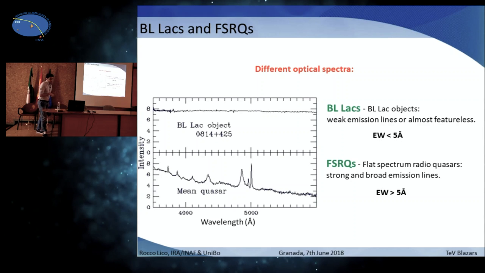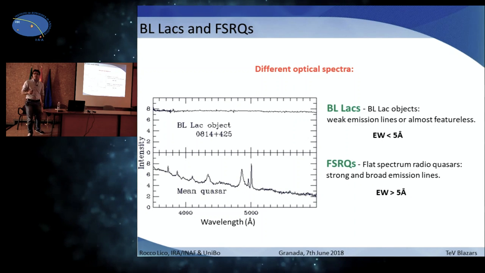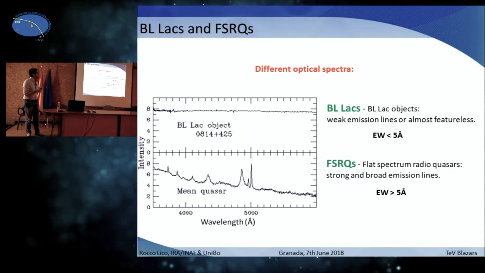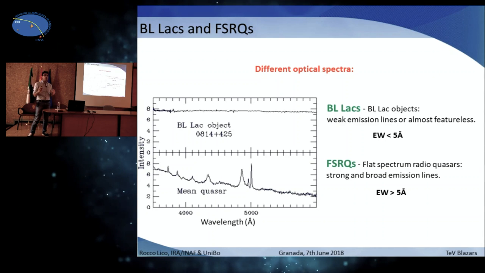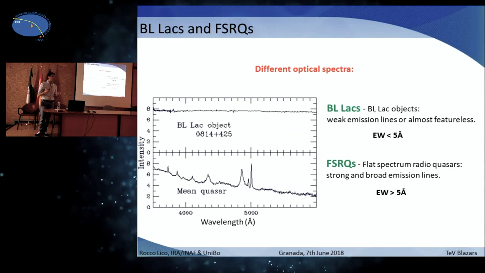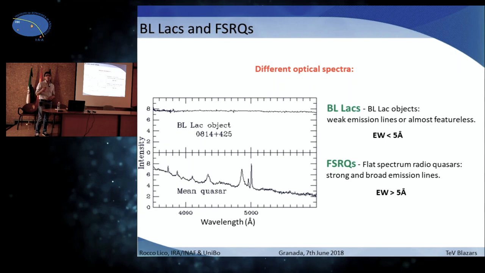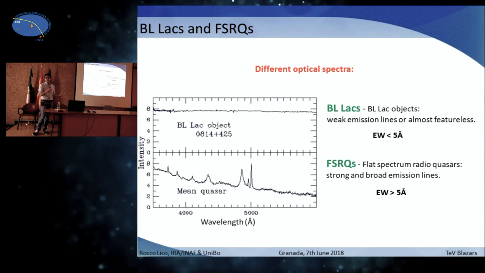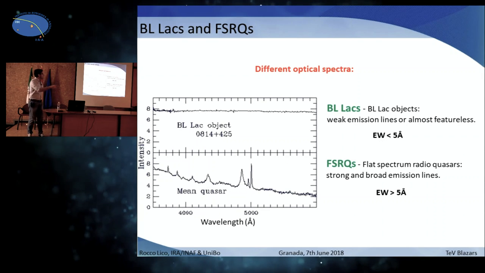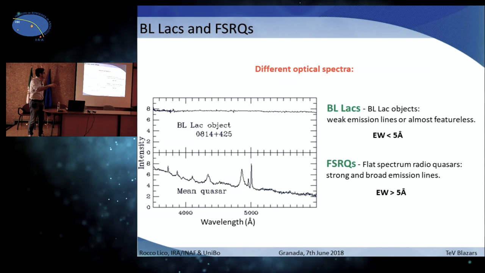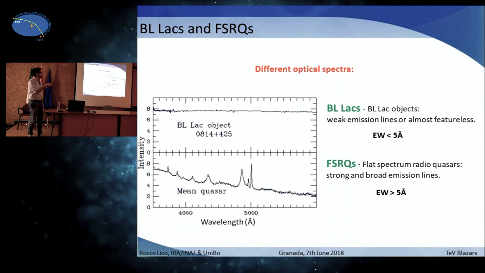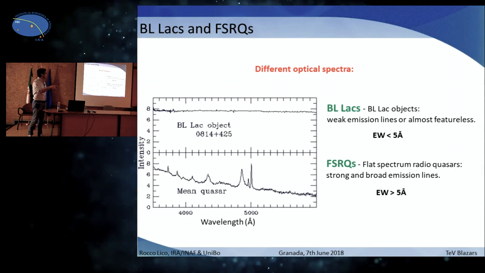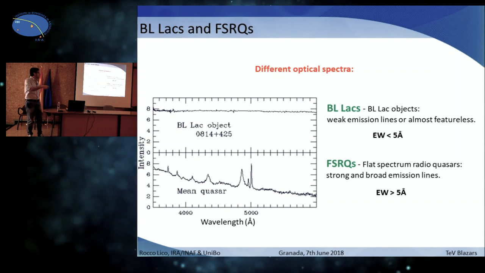In general, blazars are classified according to the properties of their optical spectrum. So depending on the presence or not of strong emission lines in their optical spectra, they are classified into BL Lac objects and flat spectrum radio quasars. Also, people who are not familiar with such sources may have heard about such classification. So in the first panel, we have a spectrum of a BL Lac object. As you can see, BL Lacs only show very weak emission lines, or in some cases, really featureless spectra. While in the other case of flat spectrum radio quasars, we have prominent and broad emission lines.